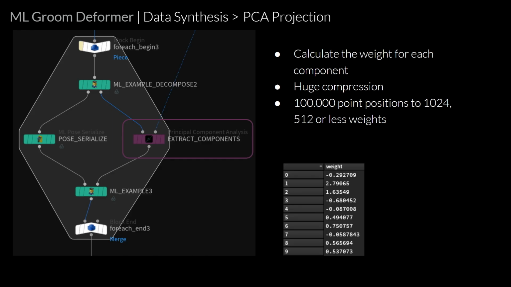In an extra step, we are then comparing each displacement to our PCA components, which lets us calculate some weights. Those are like blend shape weights. How much of each of those components do I need to return to my original displacement? And this is what we are storing in the machine learning sample. So we are compressing our 100,000 point positions down to just those 512 or 1,024 weights, which minimizes the need of data you essentially have.